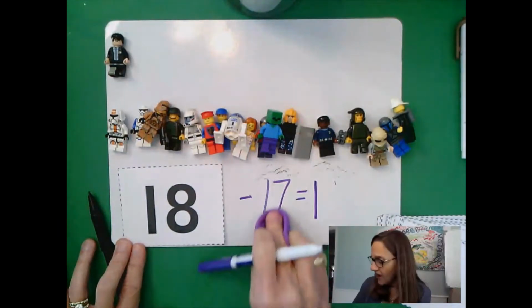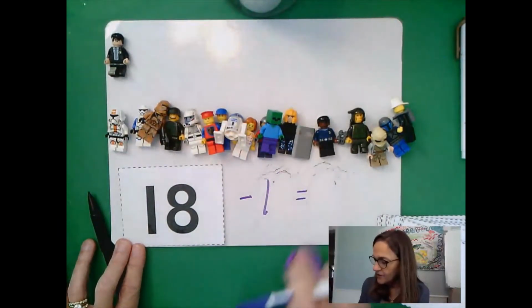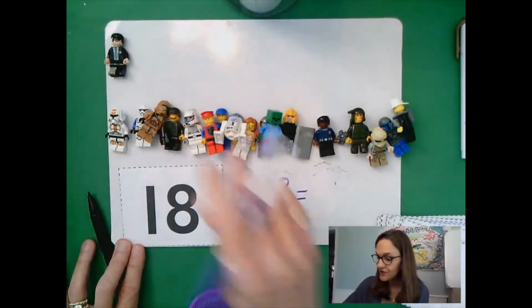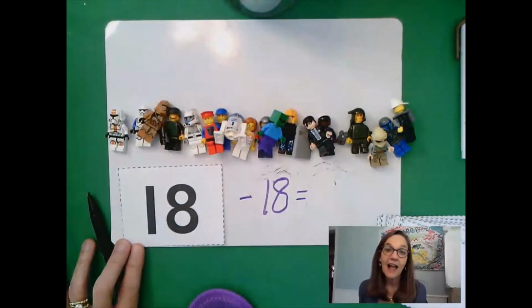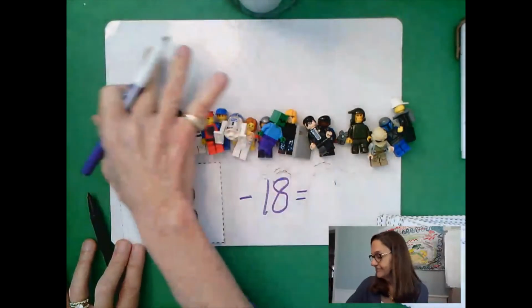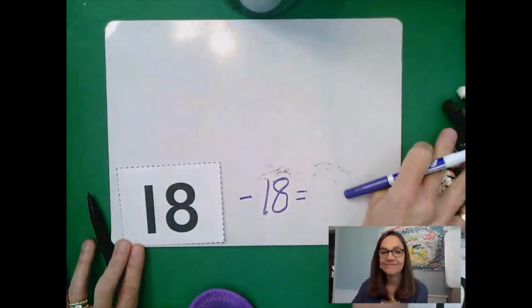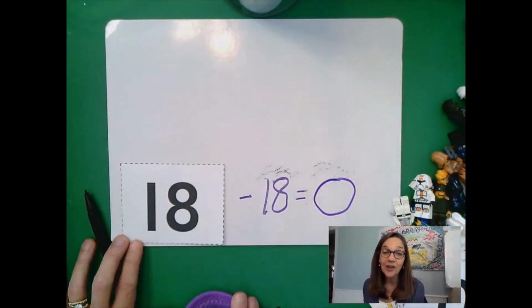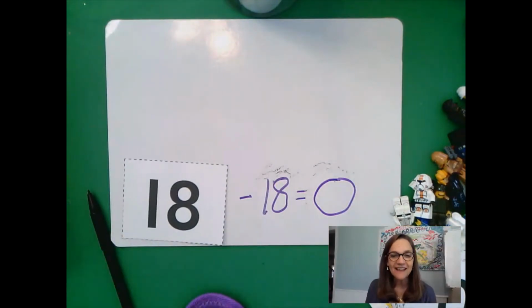If I have 18 Lego characters and I take away 17 of them, how many are left? 1. And if I have 18 Lego characters and I take away all 18 Lego characters, how many are left? None. Okay, so there's a lot we can take away from 18.